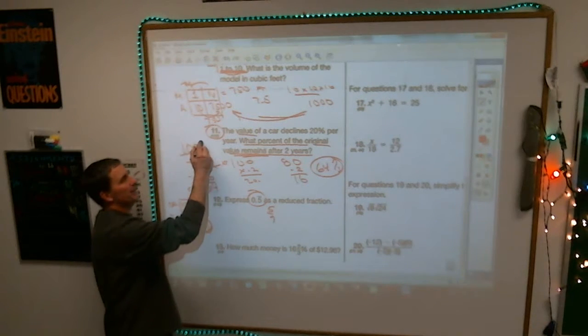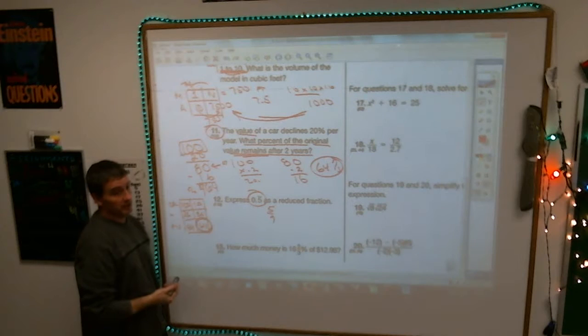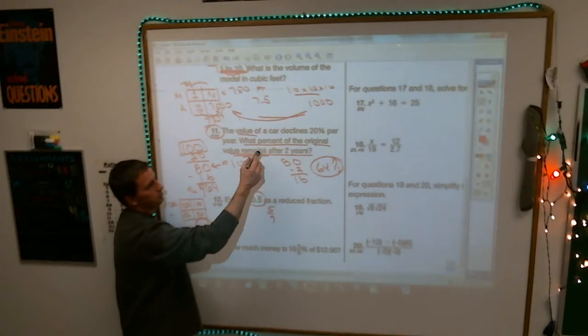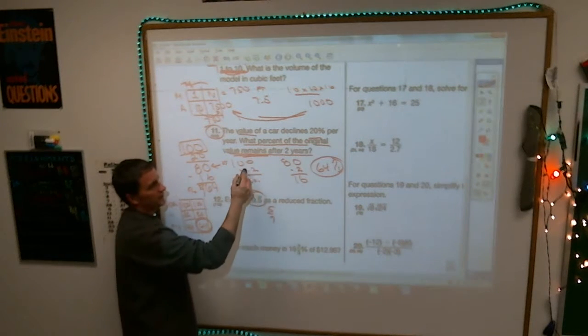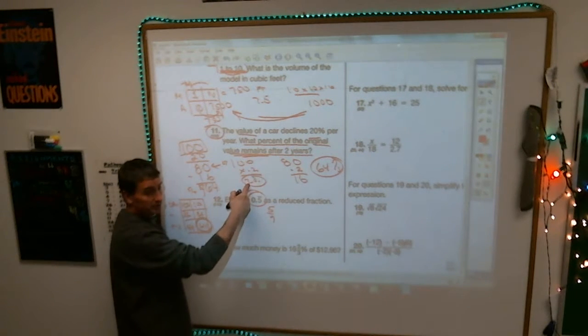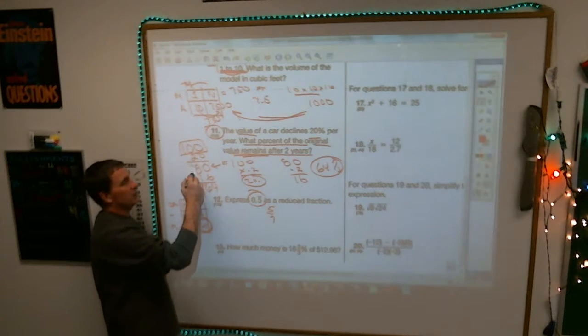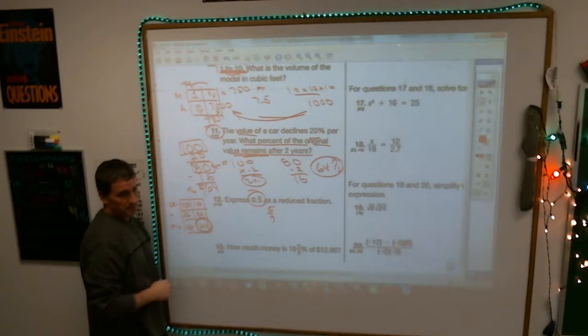We picked 100. I could have picked 200 and I would still do the same process, but I picked 100 because it's an easy number. It went down 20%, so I found 20% of 100, and that was 20. So at the end of 1 year, my car is now only worth $80.